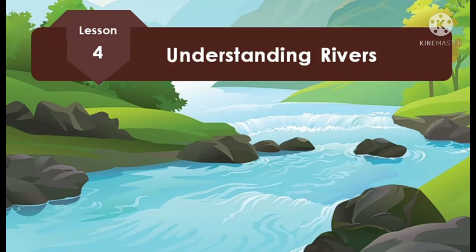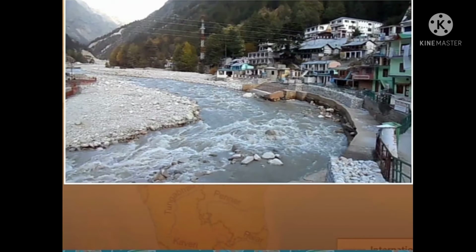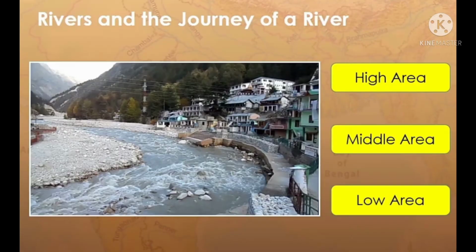Yesterday we were learning about understanding rivers, children. What is a river? A river is a natural flow of fresh water that flows towards an ocean or sea. And we also learned the journey of a river, children. The journey of a river can be divided into high areas, middle areas and low areas, children.